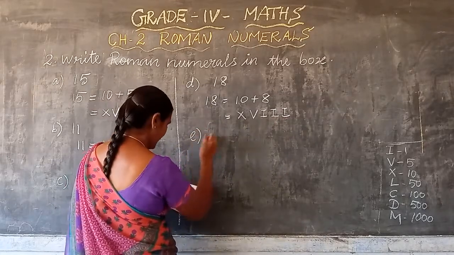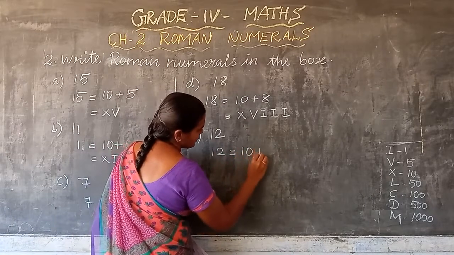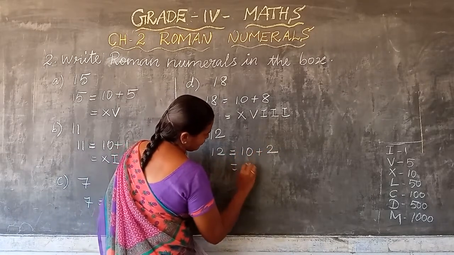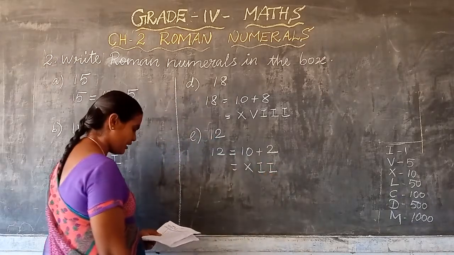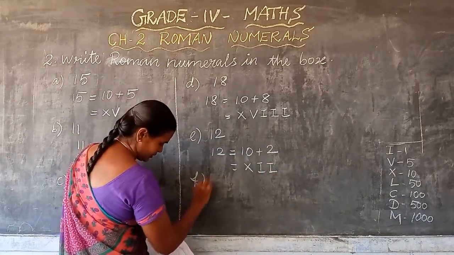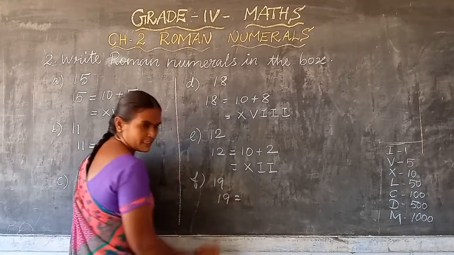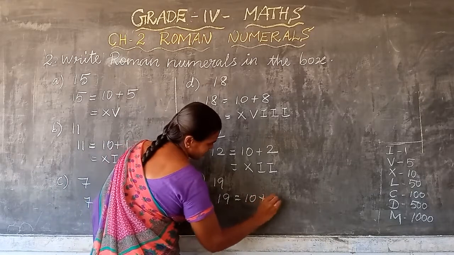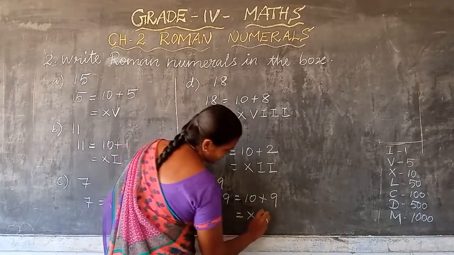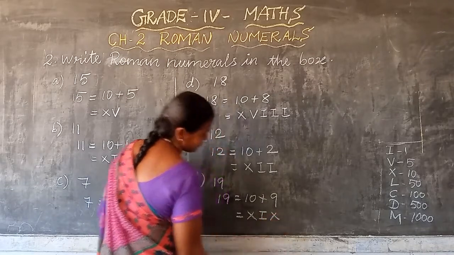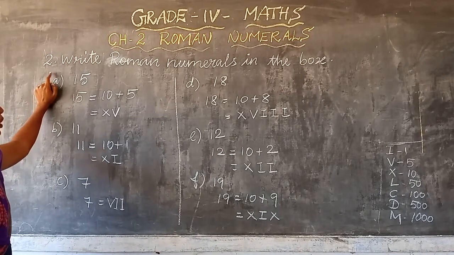Now E, 12. What is the expanded form of 12? 10 plus 2. 10 means X. 2 means II. 12 is XII. Next one, 19. What is the expanded form of 19? 10 plus 9. 10 means X. 9 means IX. So see here, write Roman numerals in the box.